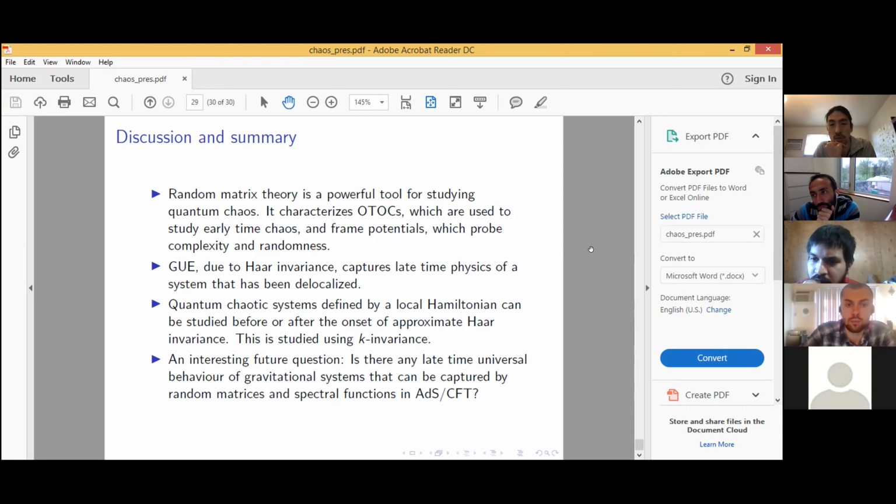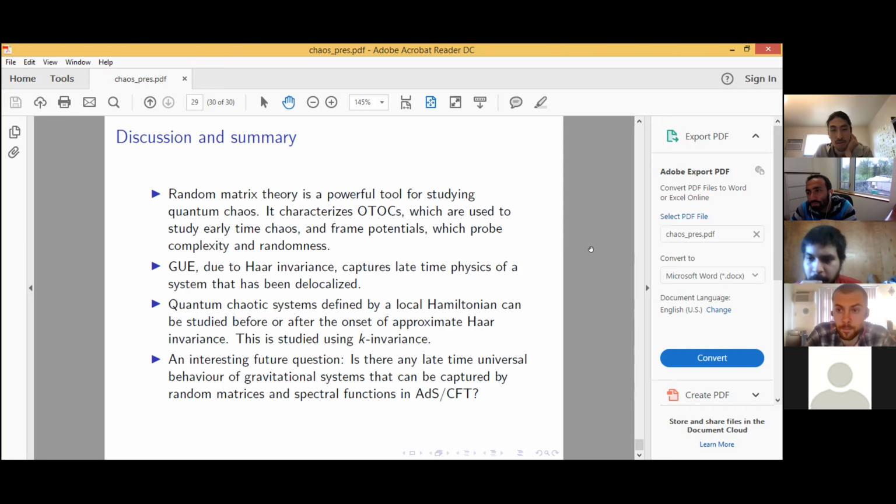Is there any criteria to pick a certain ensemble for your interest? Like, for this physical system, I'm going to use this ensemble. Are you asking why we are studying GUEs? Yeah. That's because Haar invariance of GUEs makes calculations easier. That might not be the case in other ensembles. That's it really. Okay, thank you.